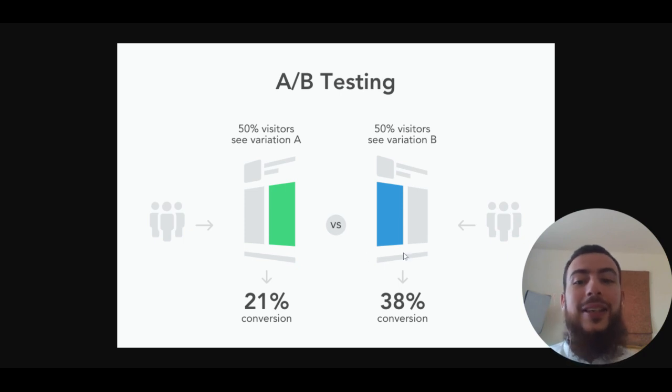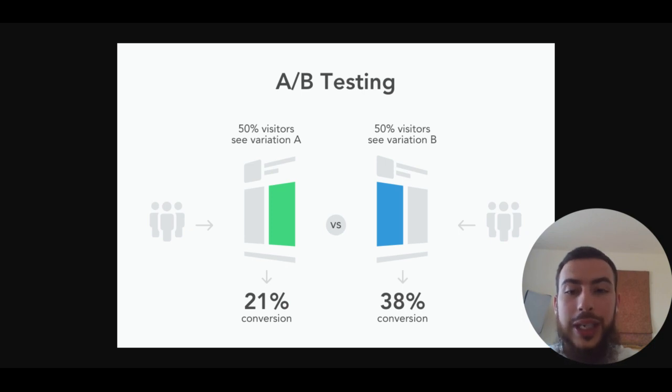Page B is better than the control. And there's a good reason for us to assume that it's not because of randomness. It's because variation B is actually better. That headline is actually more persuasive. Okay, and based on that, what would we do? We would say, okay, now we're going to send 100% of our visitors to page B because it performs better. This is a little summary of how split testing works.